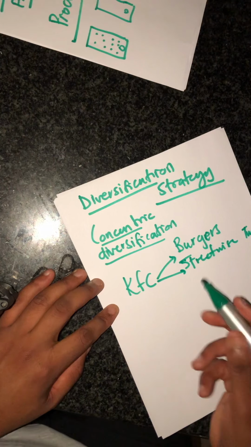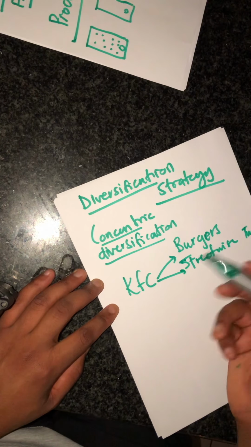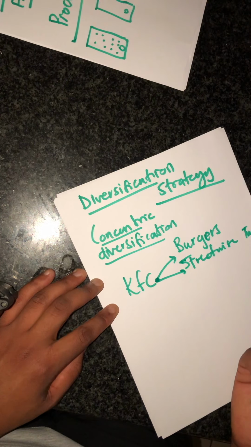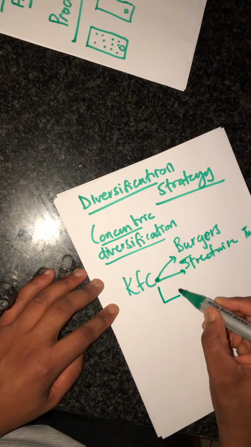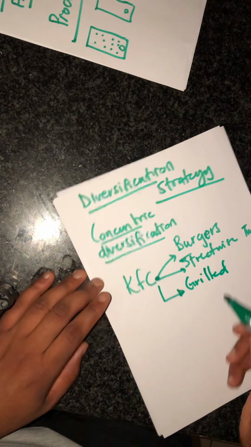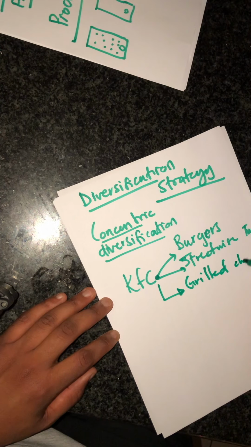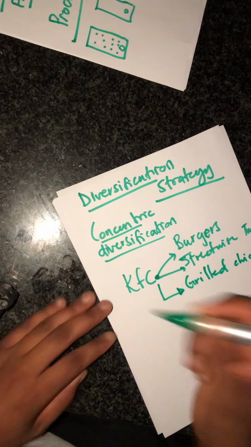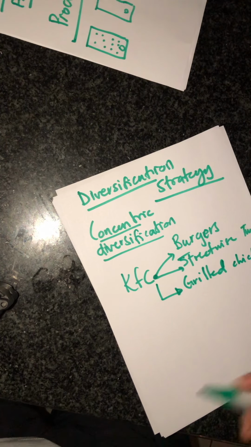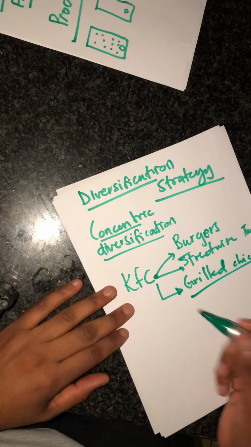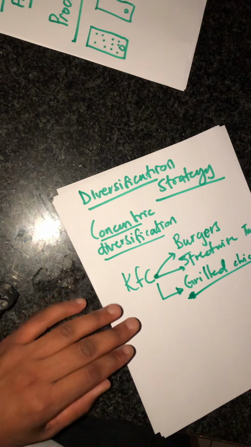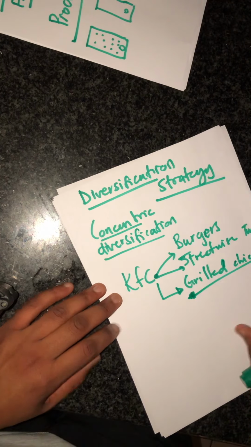So now KFC is no longer only going to sell your burgers and streetwise too. It also decides to sell something like grilled chicken, because there could be customers who don't buy KFC because they don't love the Kentucky fried. Now KFC sees that people would like to come, but they want grilled chicken instead. So it's going to appeal to new customers. Customers are going to come to KFC for the grilled chicken. Yeah, that's the first one.